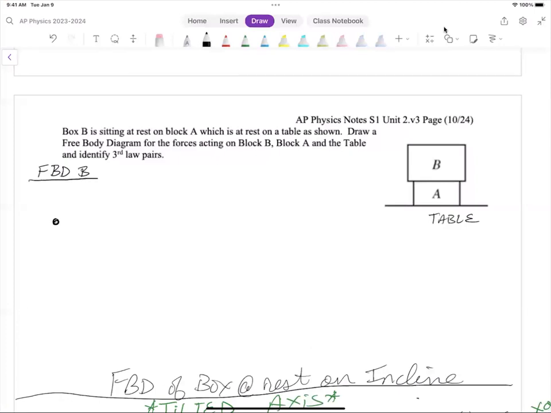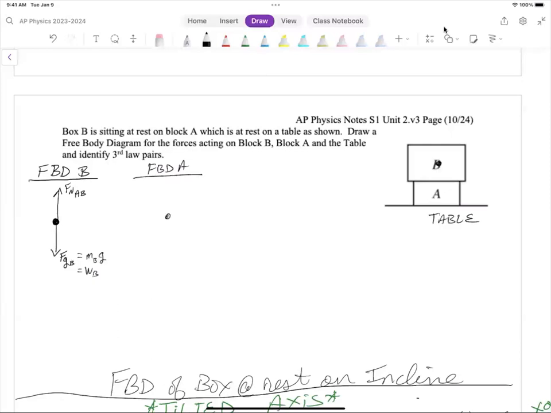This is a free body diagram on B. The dot represents the center of mass at B. The forces acting on B: I've got the force of gravity acting on B, which is equal to the mass of B times little g, which is also equal to the weight of B. I've got the force normal. Where is it coming from? Well, it is from A on B. Any other forces? No, that's it.